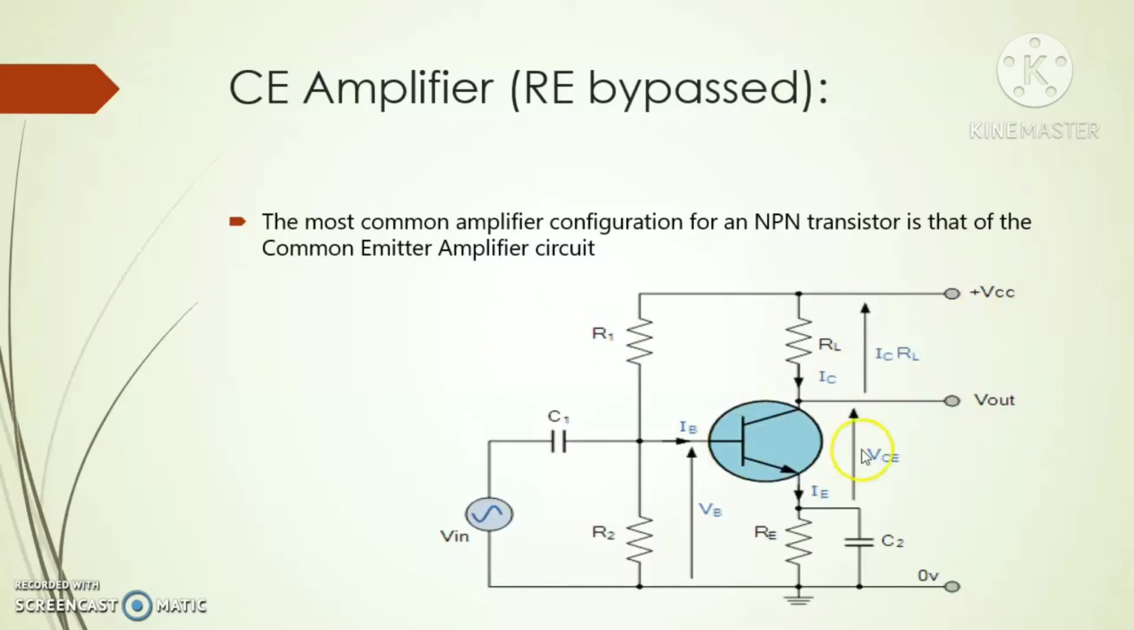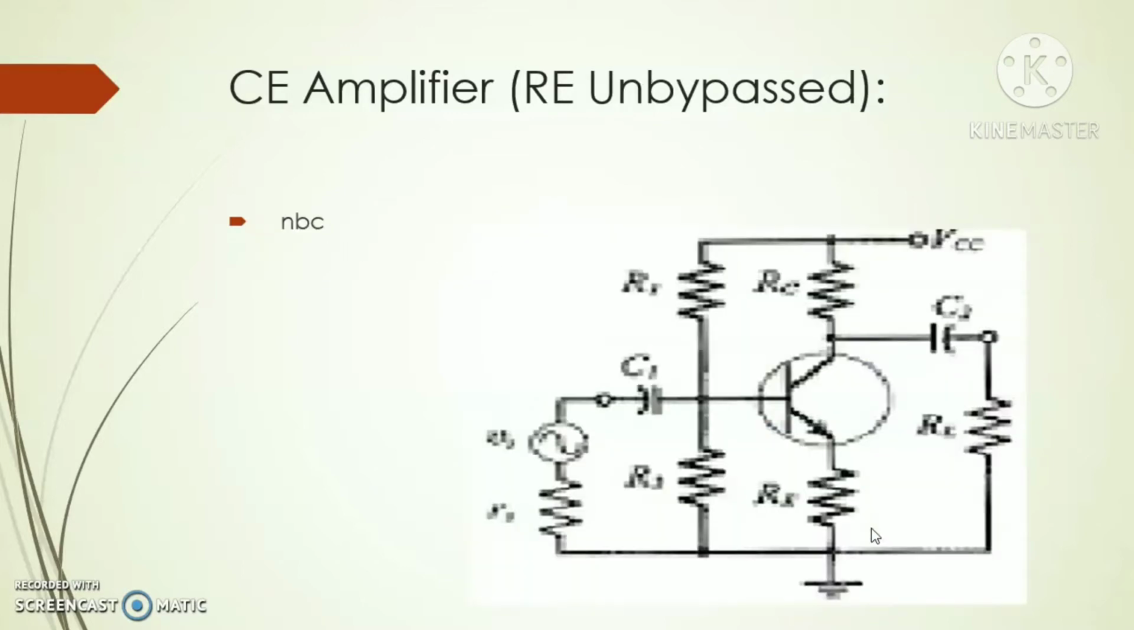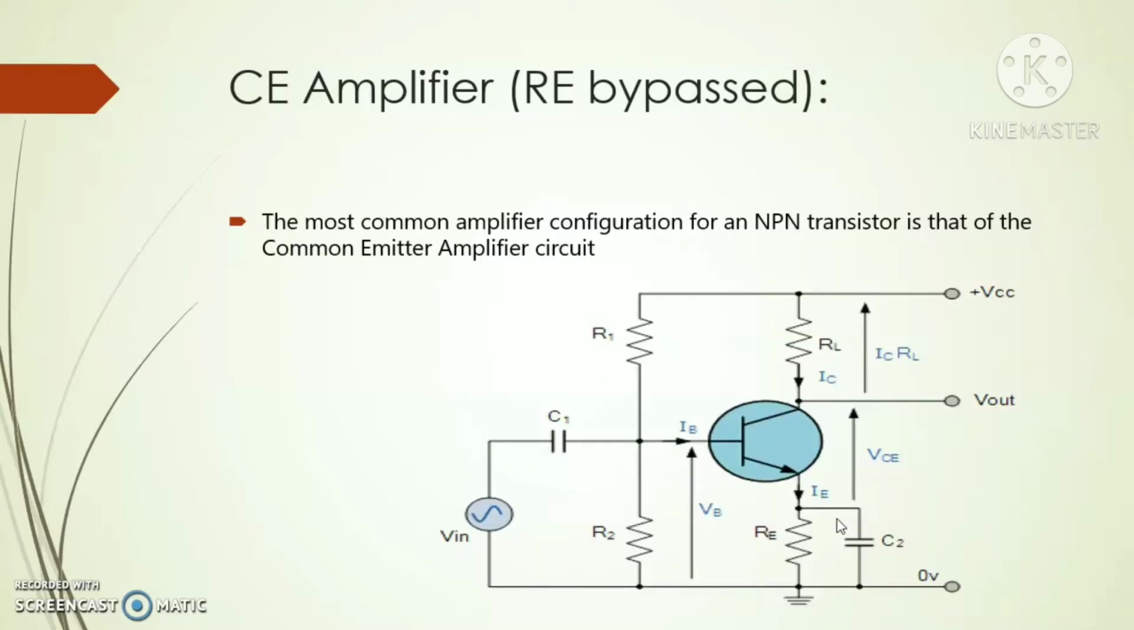The main difference between RE bypassed and RE unbypassed is nothing but the presence of a capacitor and its absence. Here you can see C2 capacitor is present, and here C2 capacitor is not there. If it is not there, the RE resistor is present in our circuit, and that will affect the gain of the amplifier. And if the RE is bypassed, the gain will be high.